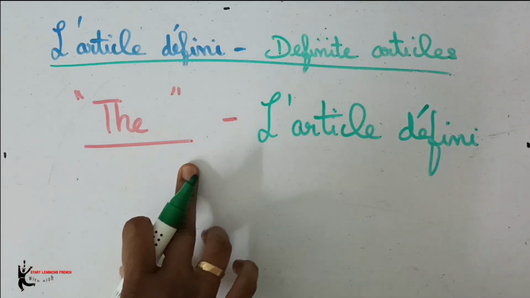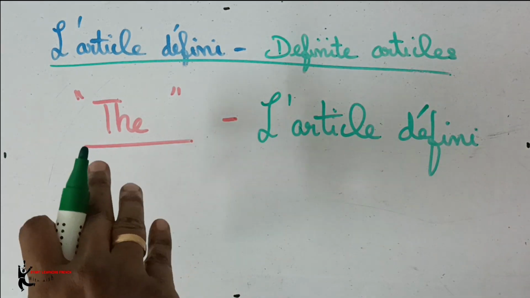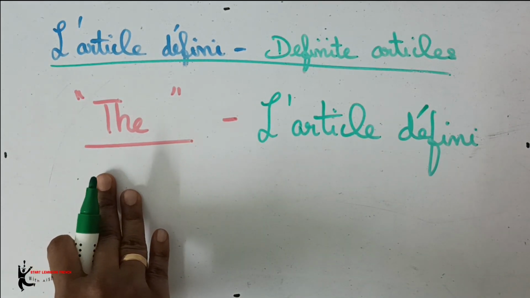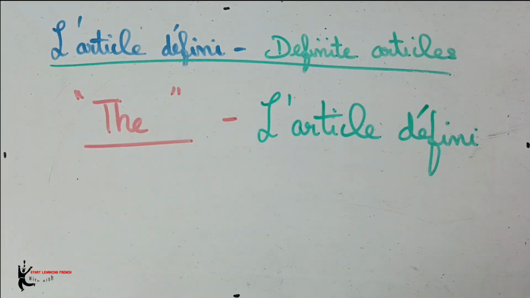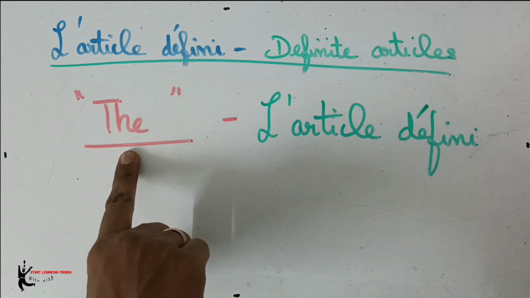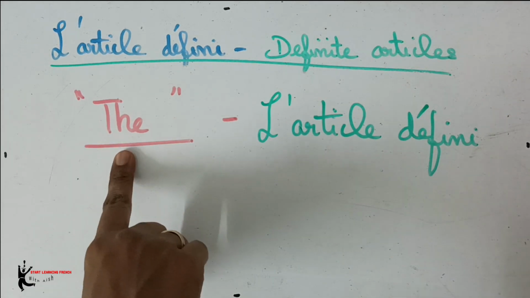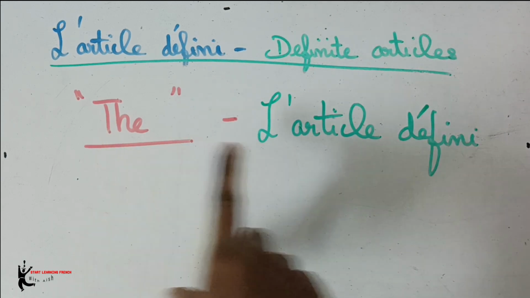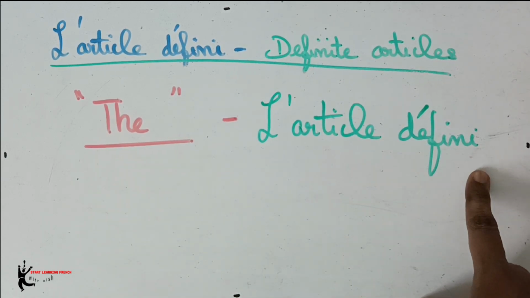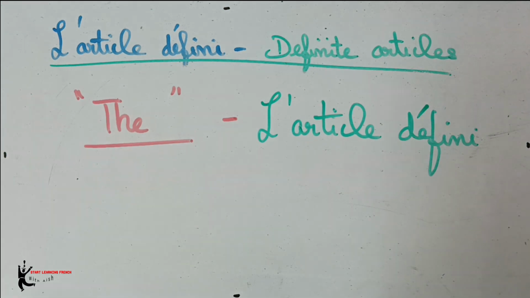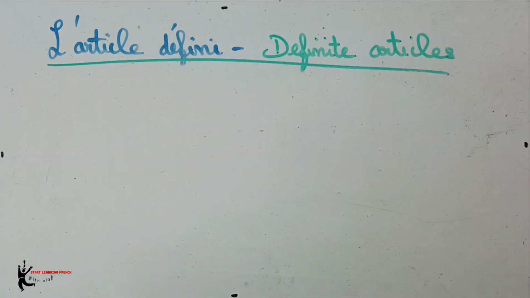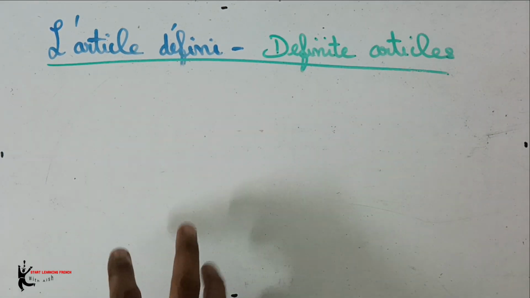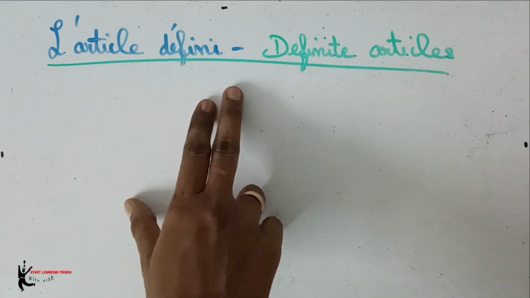It's clear? In a sentence, wherever you use "the" in English, for that purpose, in French, instead of "the" you have to use the definite article. It's clear? Okay, now we are going to see an example for the definite article.